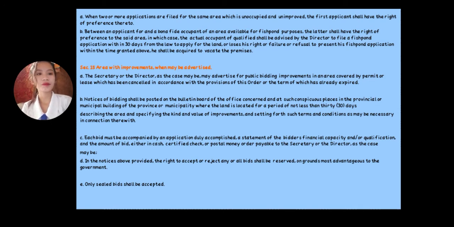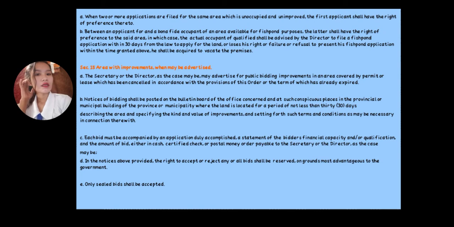Public bidding. So, B. Notices of bidding shall be posted on the bulletin board of the office concerned and at such conspicuous place in the provincial or municipal building of the province or municipality where the land is located for a period of not less than 30 days. Describing the area and specifying the kind and value of improvements and setting forth such terms and conditions as may be necessary in connection therewith. So, notice sa bulletin board sa office concerned.